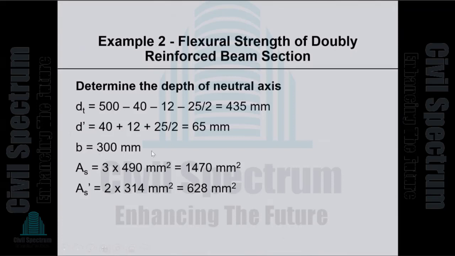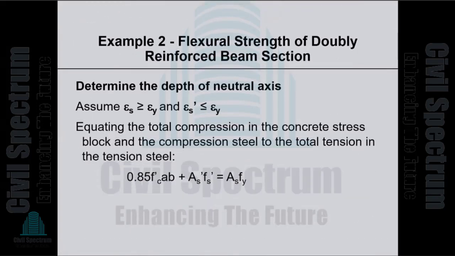So the width is 300 millimeters. So the total tension reinforcement, 3 number 25 bars, total area is 1470 square millimeters. And the total area of the compression reinforcement, 2 20 millimeter diameter bars, is 628 square millimeters. Okay, A sub s, A sub s prime. Assume the tension reinforcement strain is larger than yield strain, and that the compression steel strain is less than or equal to yield strain. So tension reinforcement is yielding, compression reinforcement is not yielding. These are assumptions at this stage.